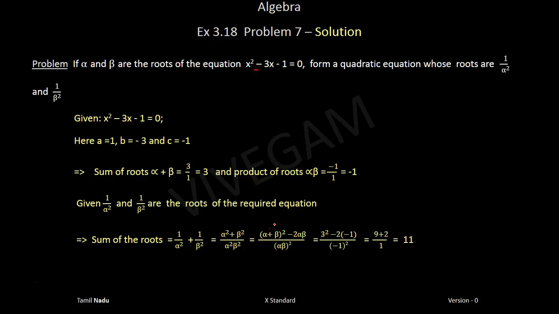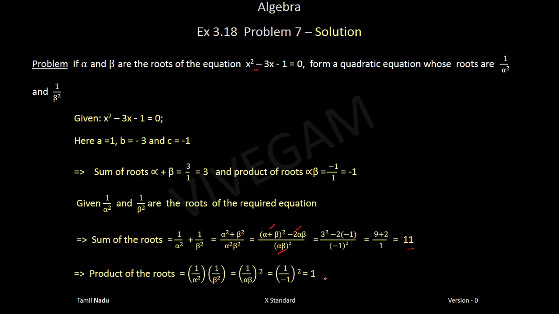So now we know this, we know this, and we know this. So all we need to do is substitute these values here. Alpha plus beta is 3 and alpha beta is minus 1. You will be able to get the sum of the roots. So let's do that. That will be 3 square minus 2 into alpha beta, which is minus 1, divided by minus 1 the whole square. So this will be 9 plus 2 divided by 1, so that is 11.